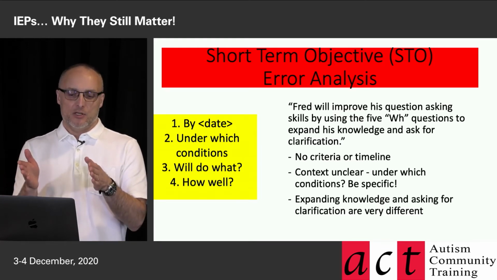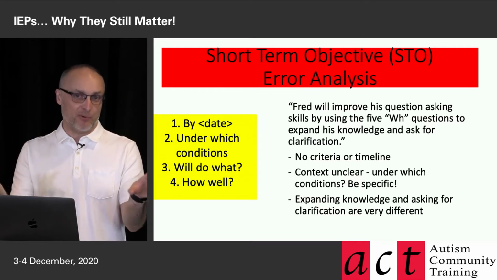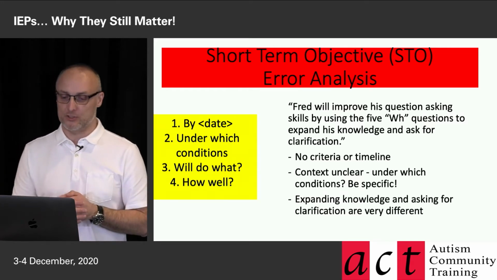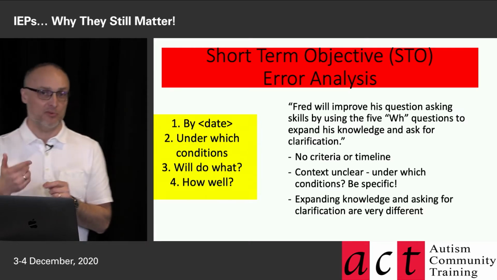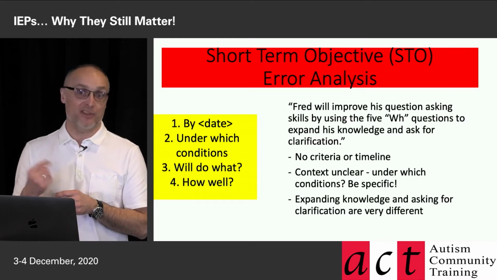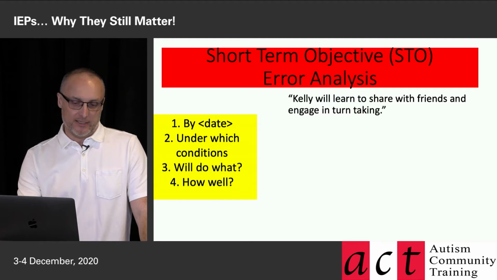So sometimes you look at a goal like this and you're like, okay, we can actually break this apart into 2 separate things and apply our formula to it. Right now, all I'm doing is error identification. We'll do a couple of these, and then we'll move into fixing them. Kelly will learn to share with friends and engage in turn-taking.